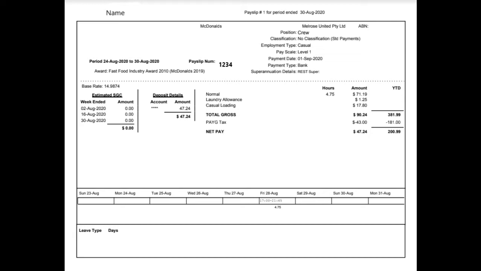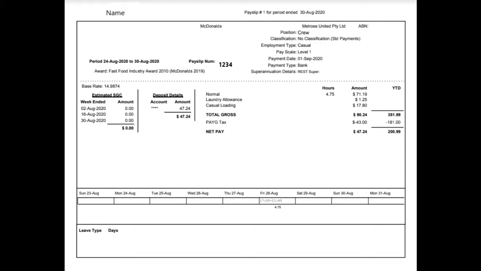So then his total gross pay was $90.24, and an amount was taken out known as PAYG tax, or pay as you go tax. So we can see that a fairly substantial chunk of his money is being taken out, only leaving him with $47.24 going into his account.